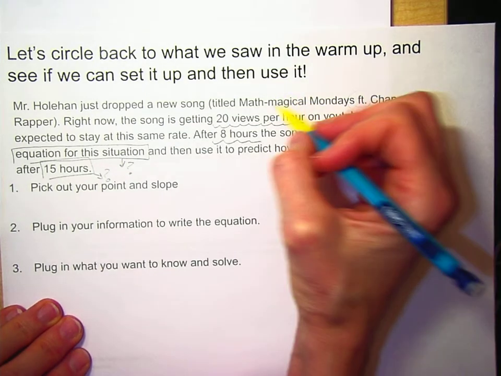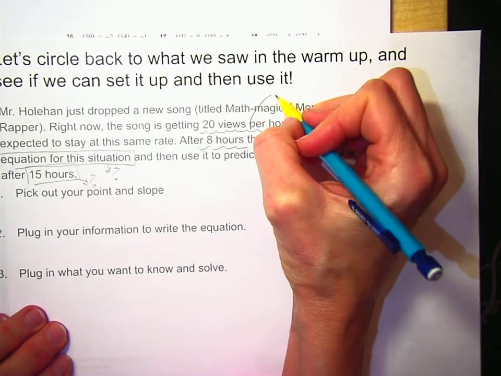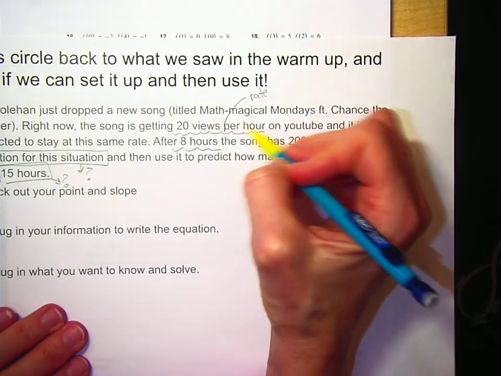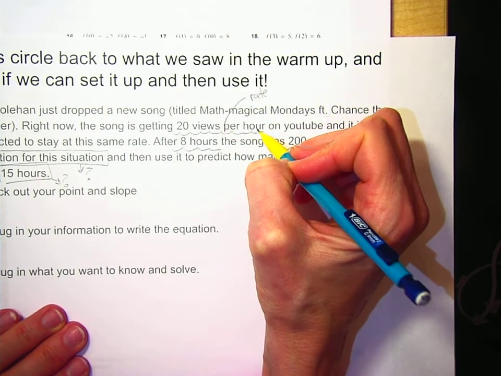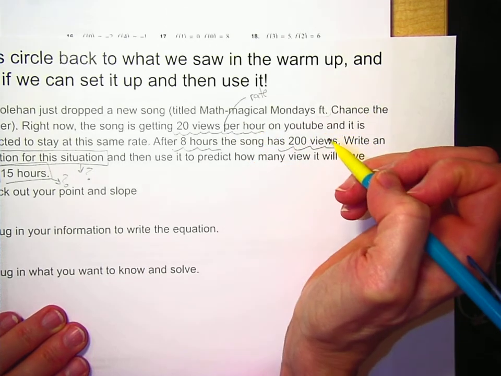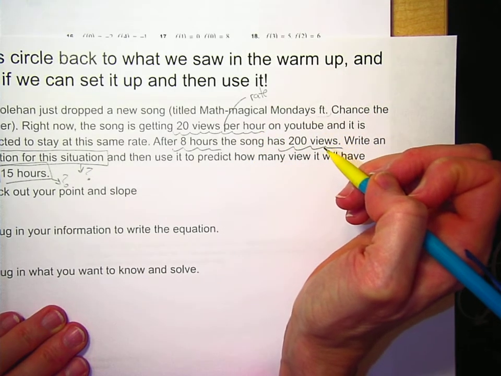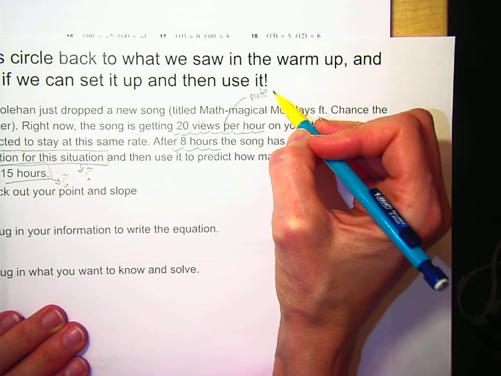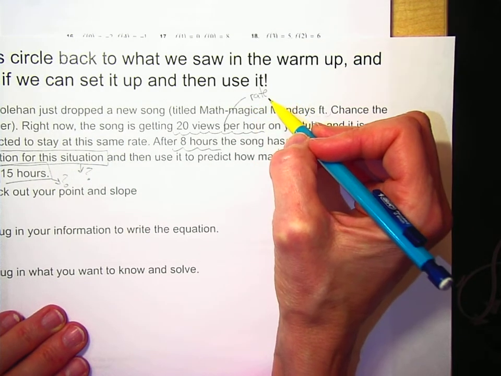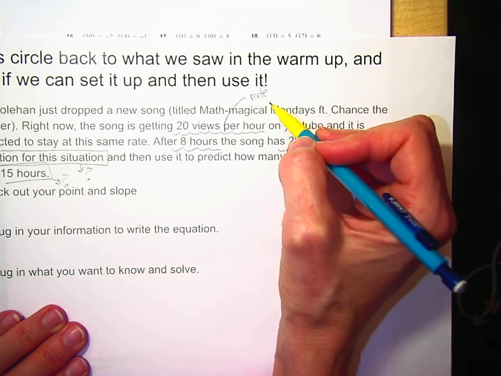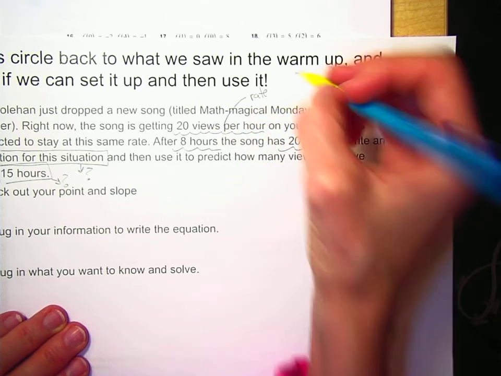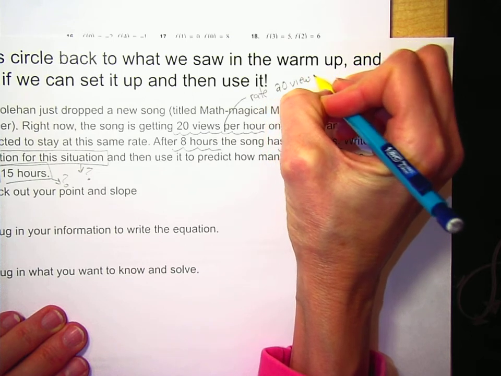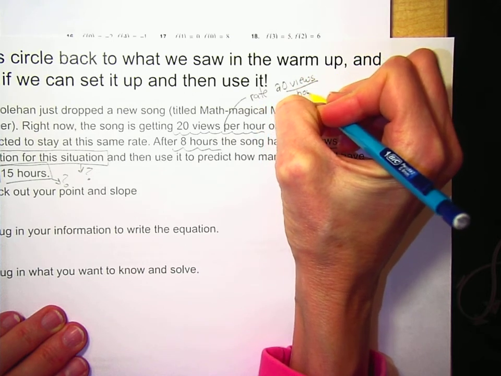All right, so let's think about this. First thing I want you to notice is this is a rate. This is something happening per something else. That is a rate. And when we learned about slope back in some section in chapter 3, in the definition they referred to it as a rate. And I remember saying, hey, that's a good way to think about slope. It is a rate. And if you think about this, this is 20 views per hour.